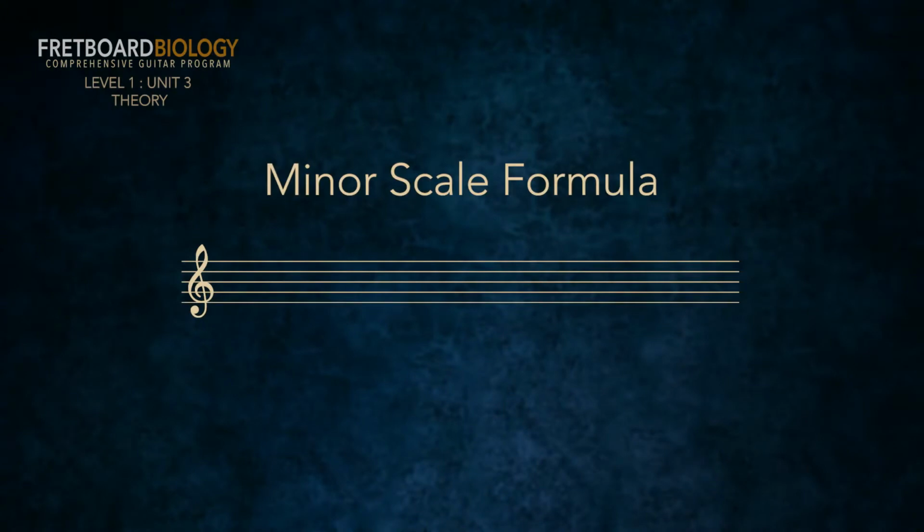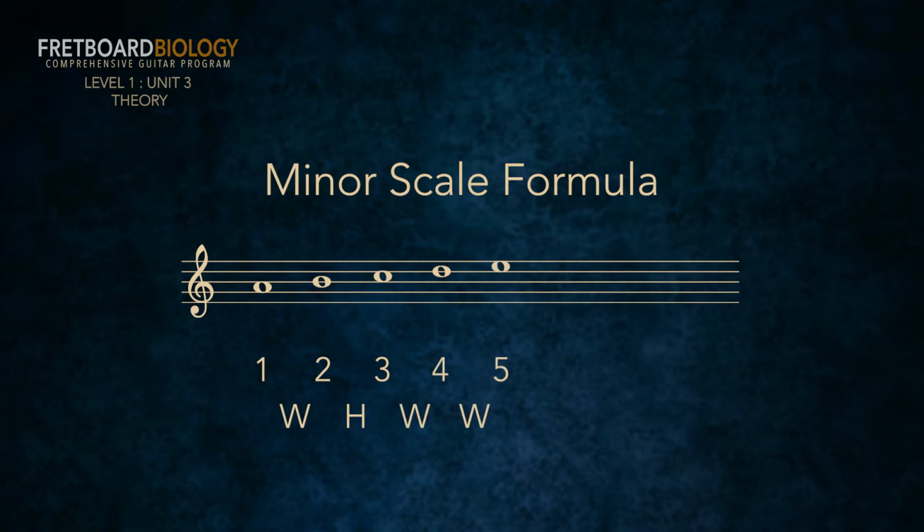The natural minor scale formula is between the first and second scale degree, a whole step. Between the second and third scale degree, a half step. Between the third and fourth scale degrees, a whole step. Between the fourth and fifth scale degrees, a whole step. Between the fifth and sixth scale degrees, a half step. Between the sixth and seventh scale degrees, a whole step. And between the seventh and eighth scale degrees, or the octave, another whole step. So that's whole, half, whole, whole, half, whole, whole.